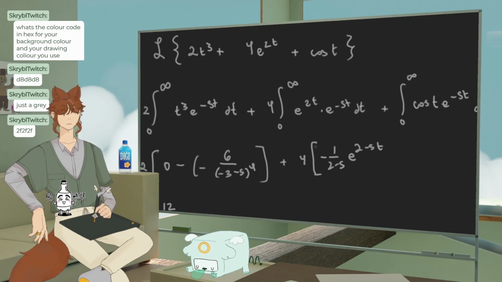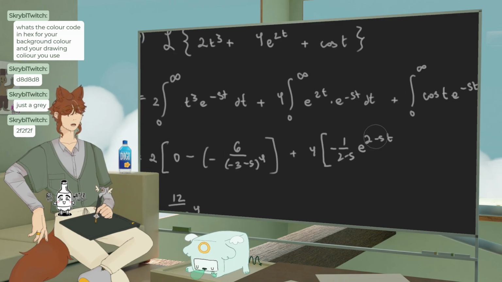Chain rule. 2 minus s, -1. Should be negative, I think. Oh, because we're gonna flip the... Yeah. I'm just gonna say this. Say 0 minus... Wait, oh no. I'll leave it like this.